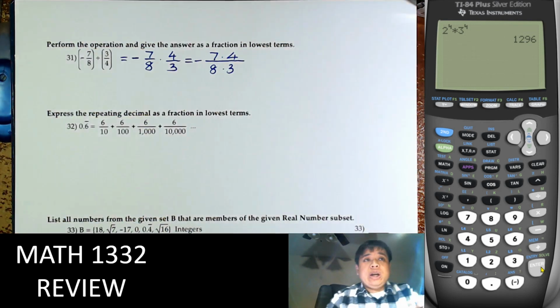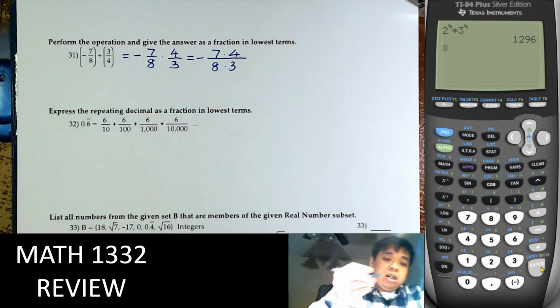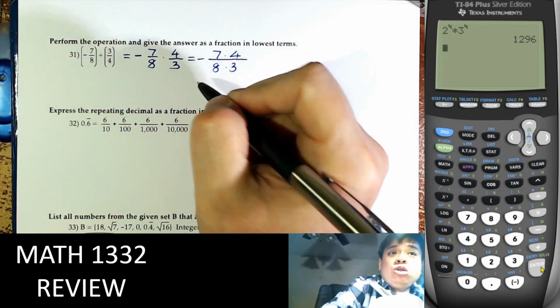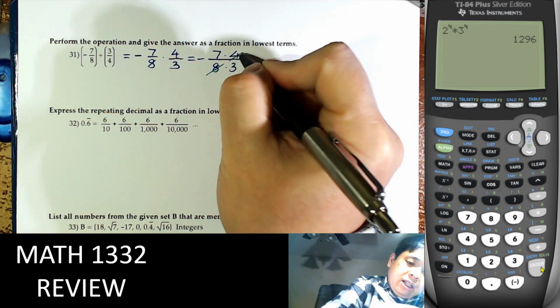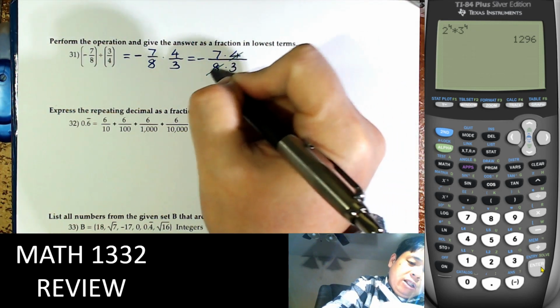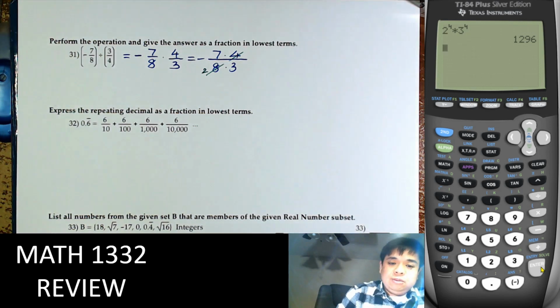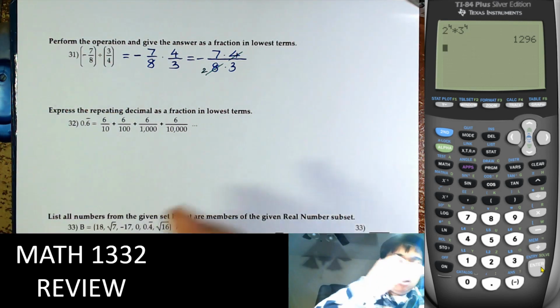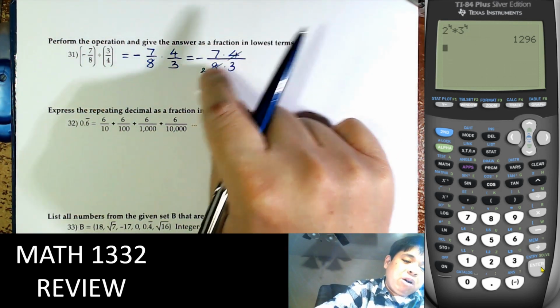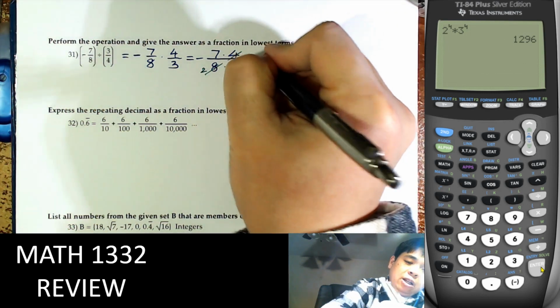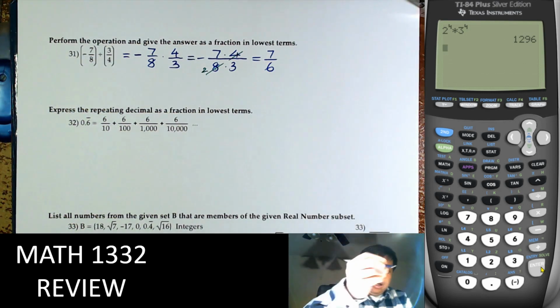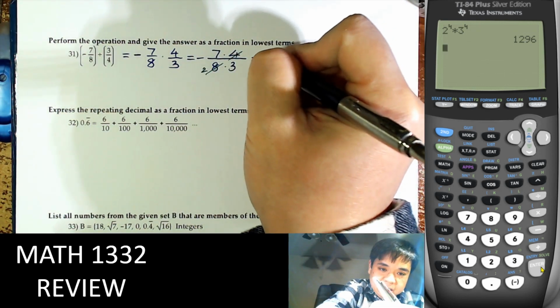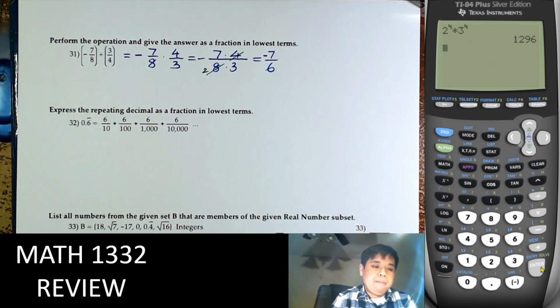Now usually we can just multiply straight across, but if we want to simplify, it's better to simplify beforehand. So 4 and 8: divide by 4 on both top and bottom, so that goes out. 8 divided by 4 is 2, so 2 is left. We just have 7 over 6. Of course it's negative, right? So negative 7 over 6.